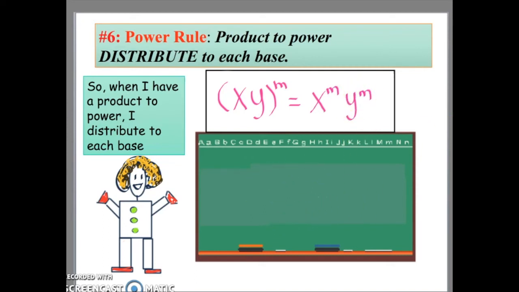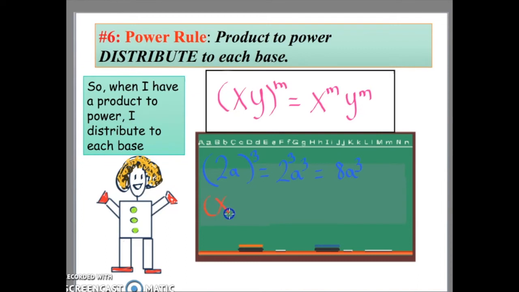Okay, so let's see what an example is going to look like. So here's my product raised to the 3rd power. Let's go ahead and apply the rule. So I'm going to distribute to each base. So 2 raised to my power 3, and a raised to my power 3. Now we can simplify right here. So 2 times 2 times 2 will give me 8, a to the 3rd power. Hope that makes sense. Let's try another one.